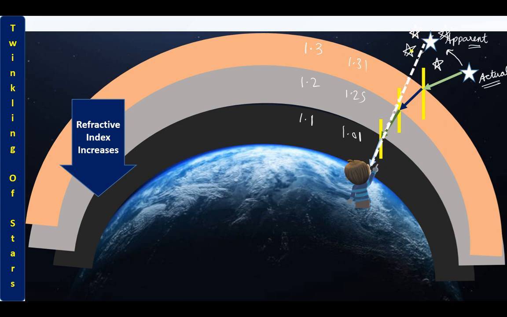Sometimes it appears over here, sometimes here, sometimes here. And this non-constantness of the physical atmosphere results in the twinkling of stars. Fine. I hope this is clear to you.